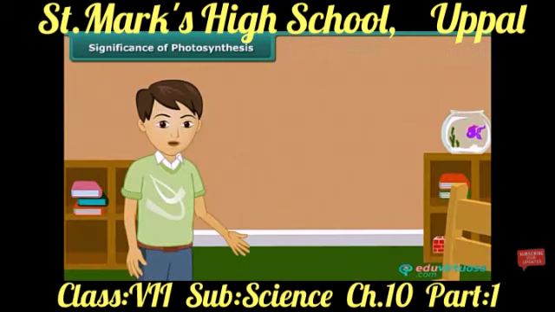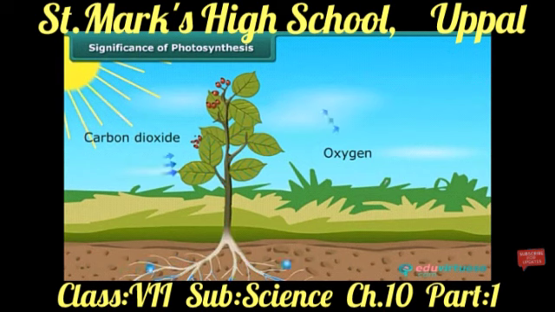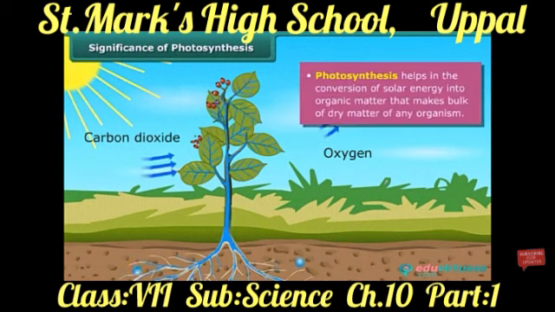Till now we have learnt about the photosynthesis process, but now the question is, what is its significance? Photosynthesis is an important and vital process for life on this planet. This process helps in the conversion of solar energy into organic matter.